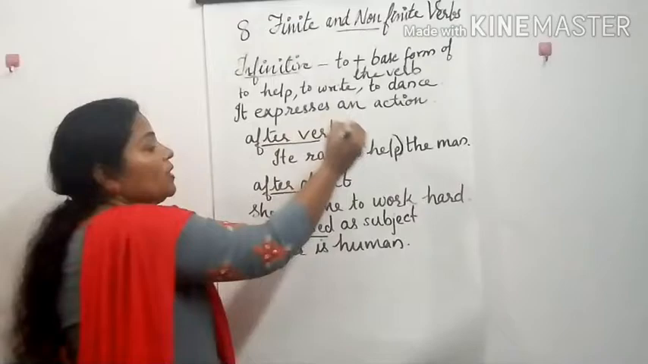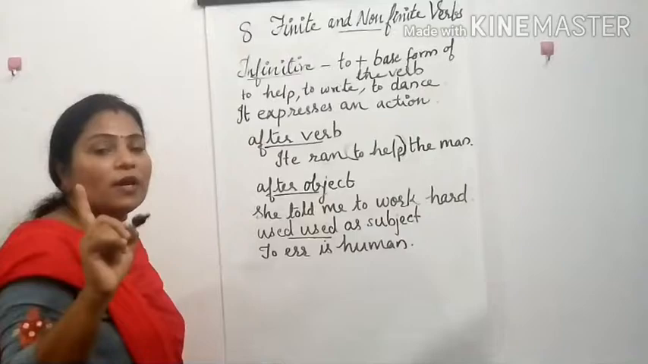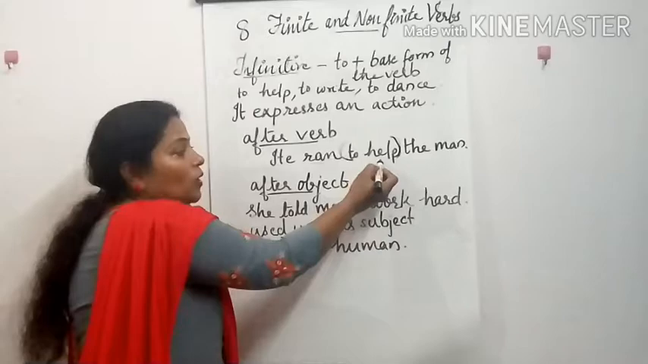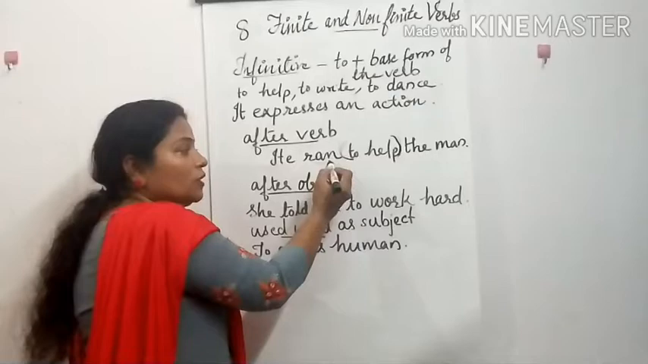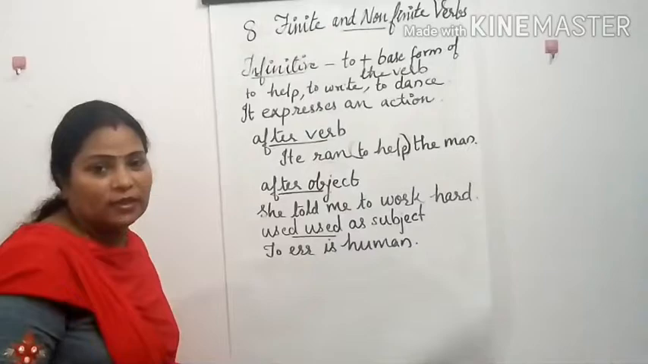Infinitive. Okay, we are learning the three kinds of non-finite verb. From there, we are now learning the first one, that is infinitive. So, infinitive means a verb that has 'to' in front of it. So, infinitive can be formed after the verb. So, ran is a verb.